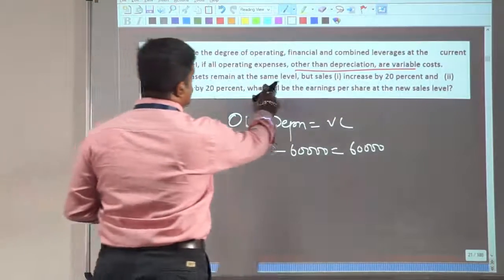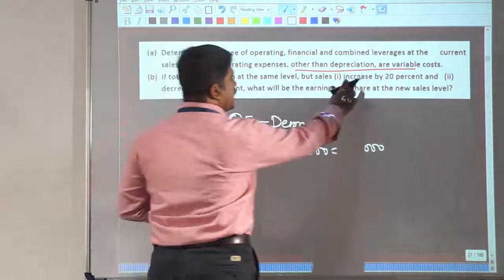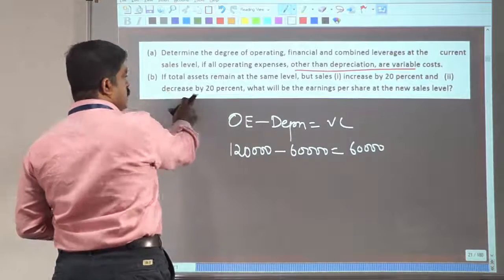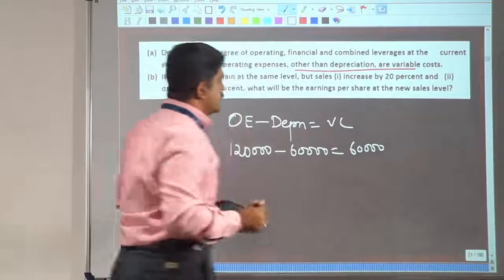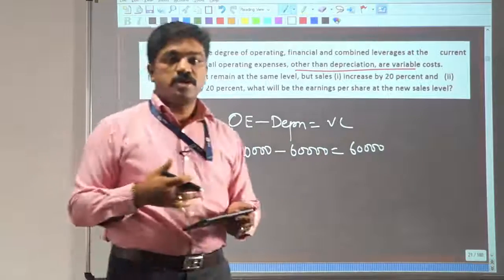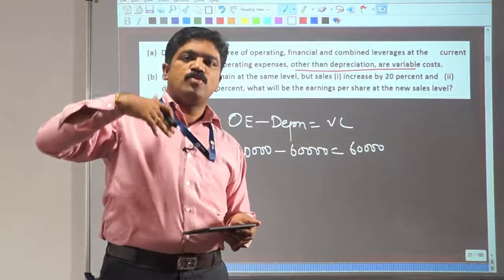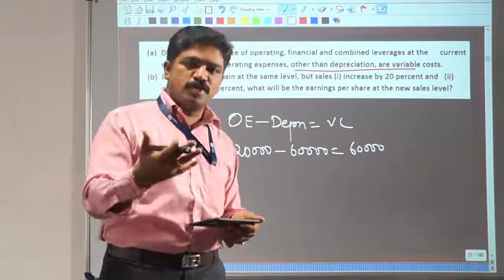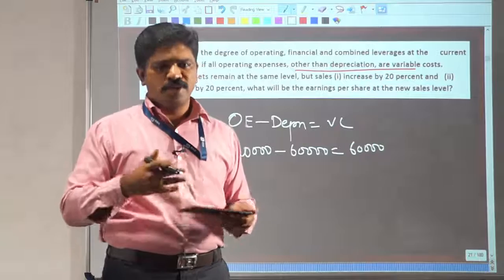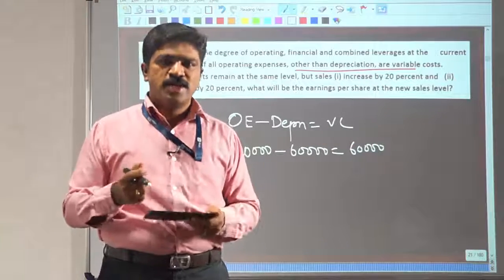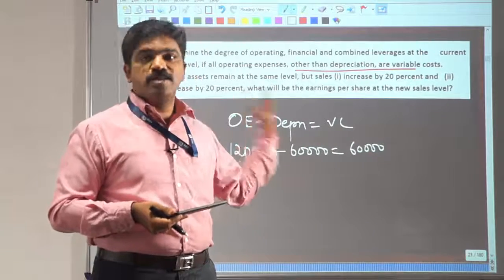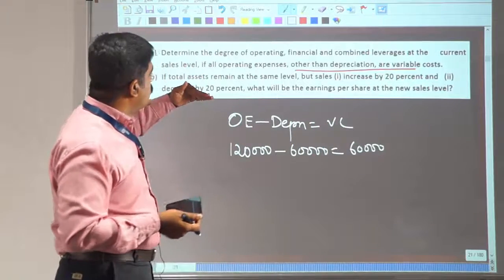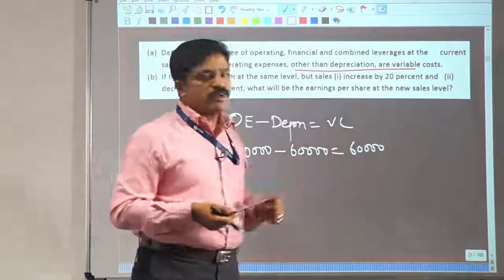If total assets remain at the same level, but sales increases by 20%, or sales decreases by 20%, what will be the EPS at the new sales level? See, this can be solved in a traditional way. That is, you can find out what will be the revised sales, what will be the revised expenses, what will be the revised profit. That is one way, the traditional way. But now we know what is leverage. When we know what is leverage, why do we want to take that long route? We'll apply the leverage. Because here you basically have to find out what is going to be the effect on EPS.